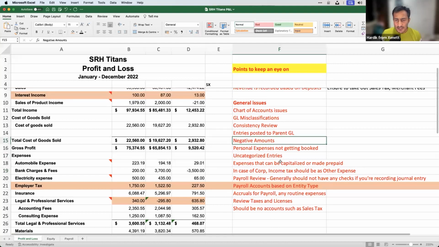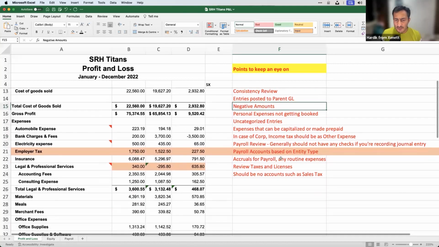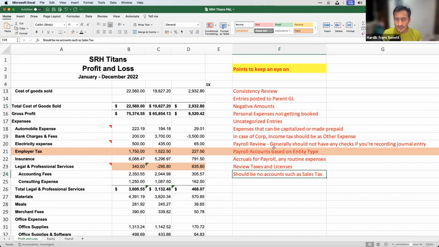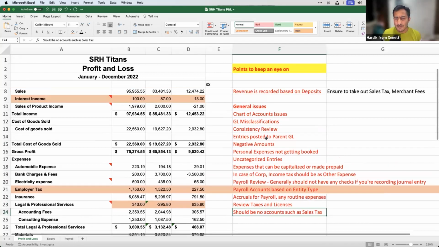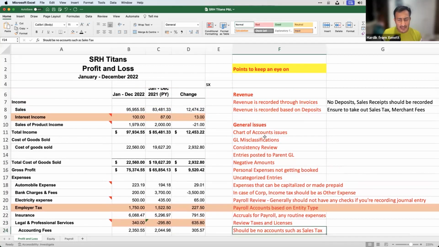All right. So I just want to make sure I'm not missing any of the points. These are the most common ones that we keep an eye on while reviewing profit and loss. But as I mentioned, it all depends on the type of business that we are dealing with. And each business is different and their expenses would be different.